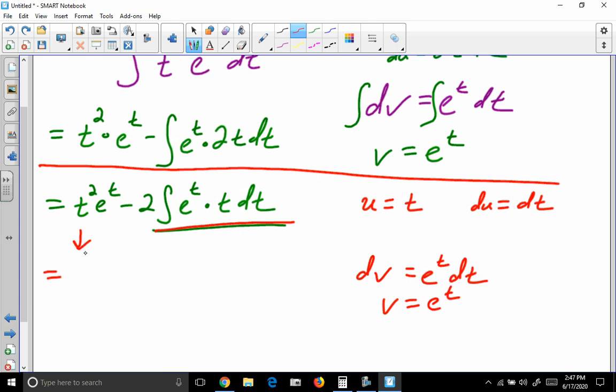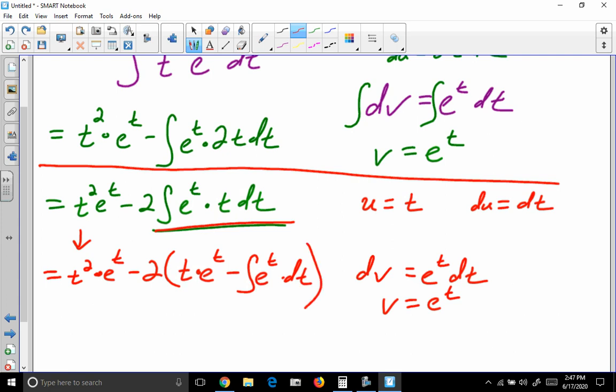So we would bring this part down, minus 2 times the answer to this. Well, when we integrate that, that's u times v minus the integral of v du. We still have an integral, so we're not done yet. So let's distribute this -2.